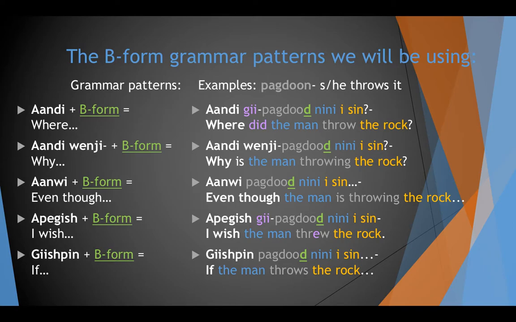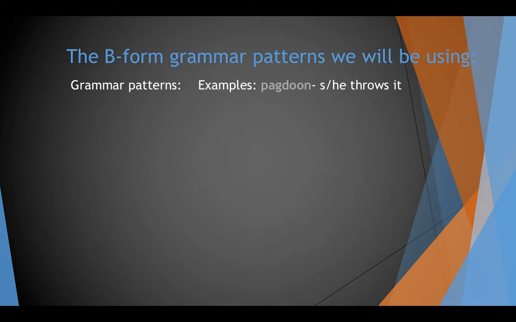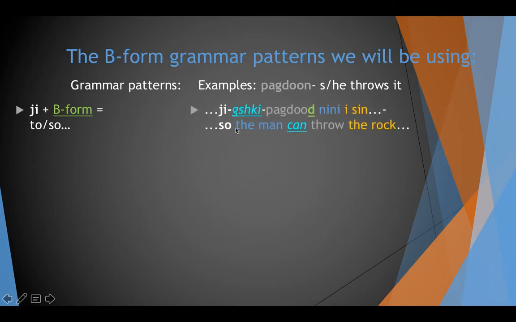Time to move on to the second part of our grammar patterns. So we're going to keep the same verb, throw, pugdon. So j plus B form means to or so. So that j should have a dash because j goes right into the verb, like so. Jigshke pugdot ninisin. So the man can throw the box. So j means to or so, depending on context.